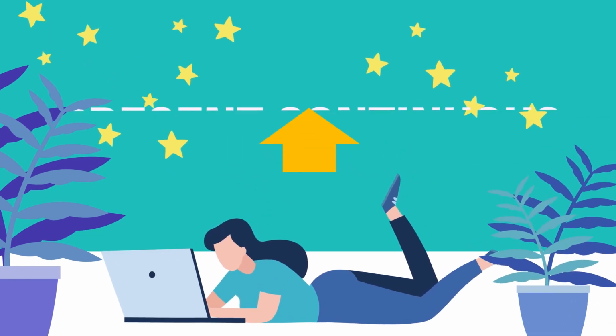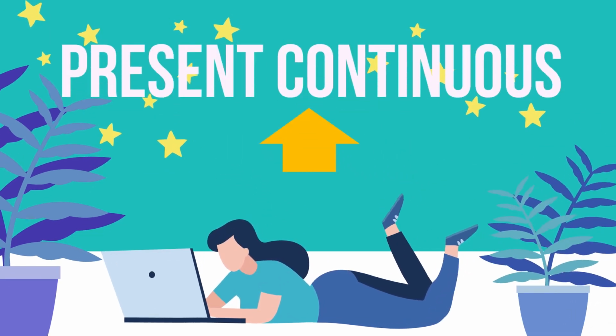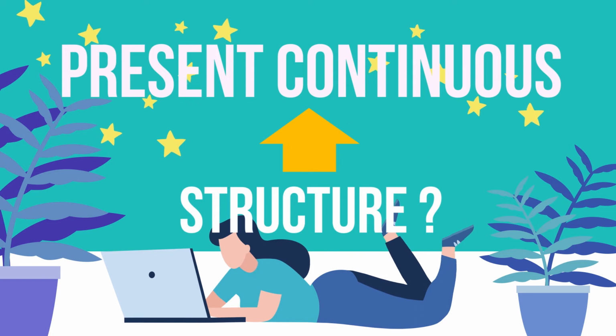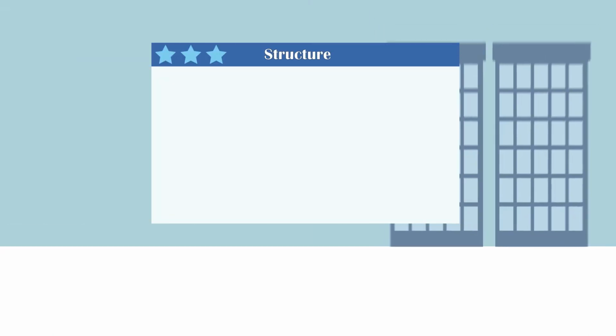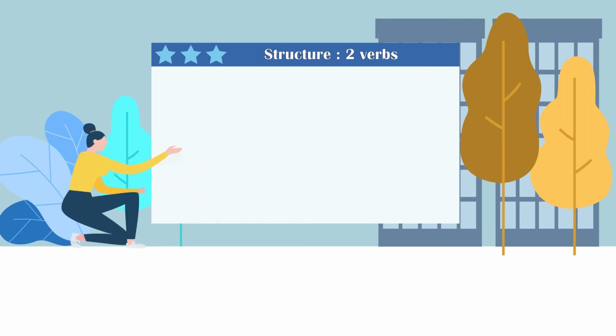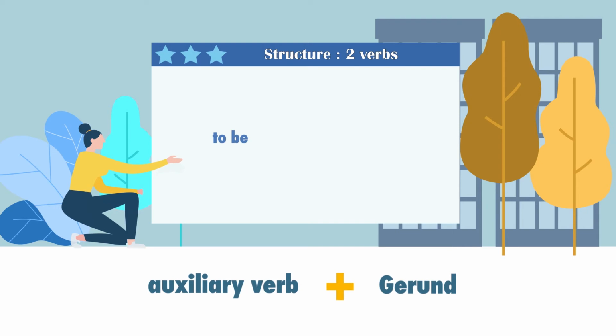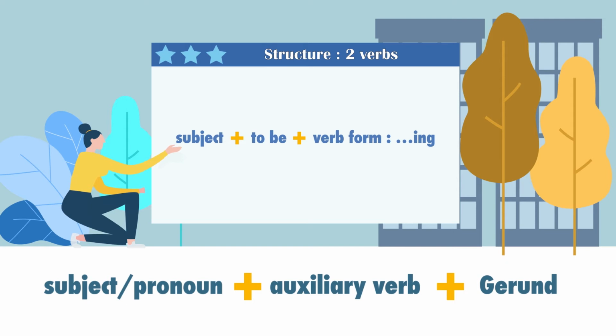Now let's look at the present continuous, starting with the structure. How do we form this tense? In this tense, we need two verbs. The auxiliary verb to be and the gerund. That's the verb form which ends in ing, of the main verb, the verb that gives meaning to the sentence. Add the subject before the verbs, and there you go.